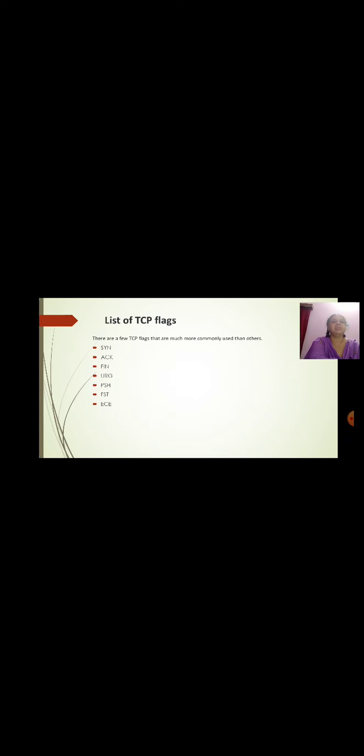Now, the list of TCP flags. Each TCP flag corresponds to 1 bit in size. What is the size? Size is 1 bit. The list below describes each flag in greater detail. What are the names of the flags? SYN, ACK, FIN, URG, PSH, RST and ECE.